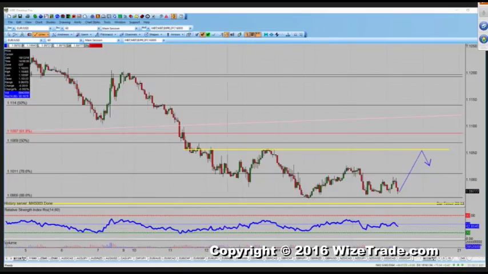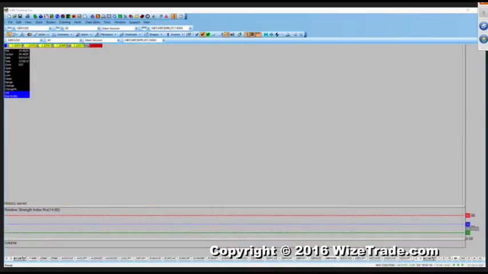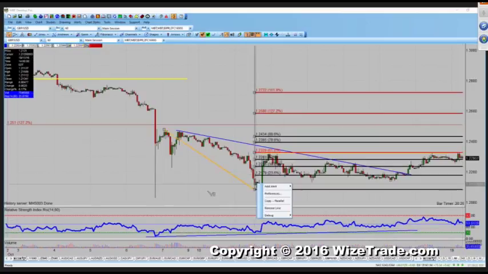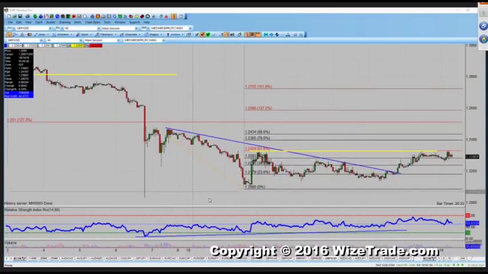Let's go over to the cable. Now the cable's holding up pretty good. We had some UK jobs data come out. Average hourly earnings came out all right. The unemployment rate came out in line. Claimant count changed better than expected. That has kept the pound relatively buoyant.